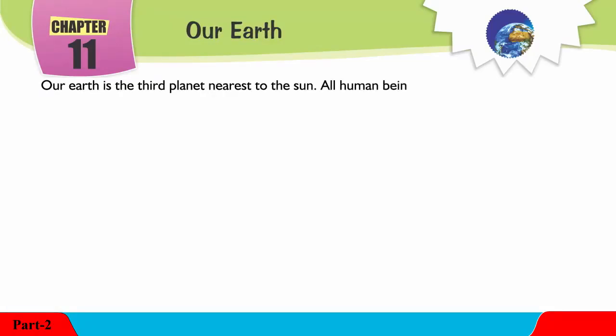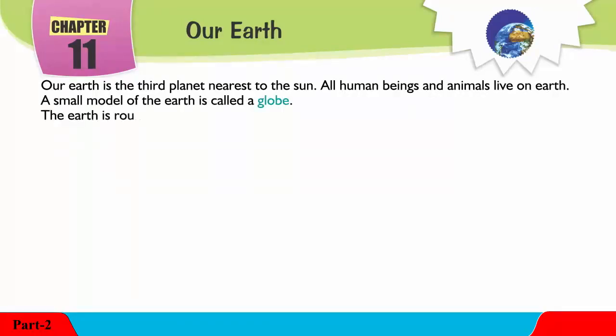Chapter 11. Our Earth. Our Earth is the third planet nearest to the Sun. All human beings and animals live on Earth. A small model of the Earth is called a globe. The Earth is round in shape. It is made up of land and water.